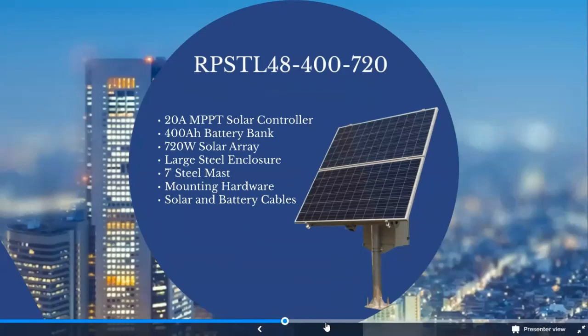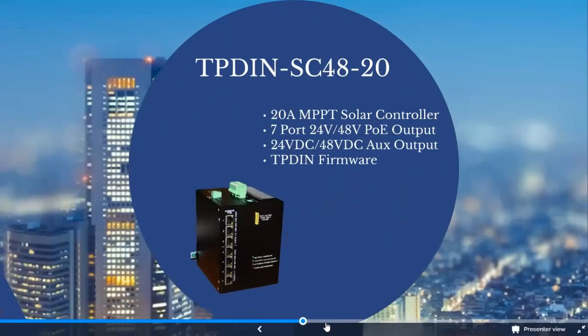This does include the 20 amp MPPT controller, 400 amp hour battery bank, as you see, 720 watt solar array, the large steel enclosure, which is mounted on the back, the mast, all the cables and mounting hardware. And the reason I didn't include a switch is this system comes with our TPDN SC4820.